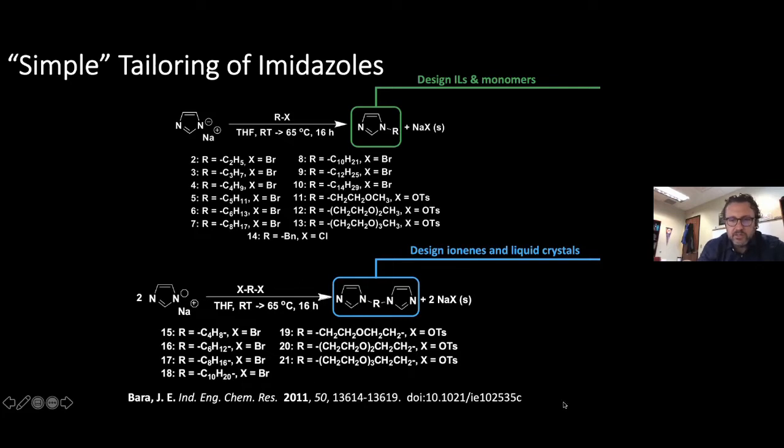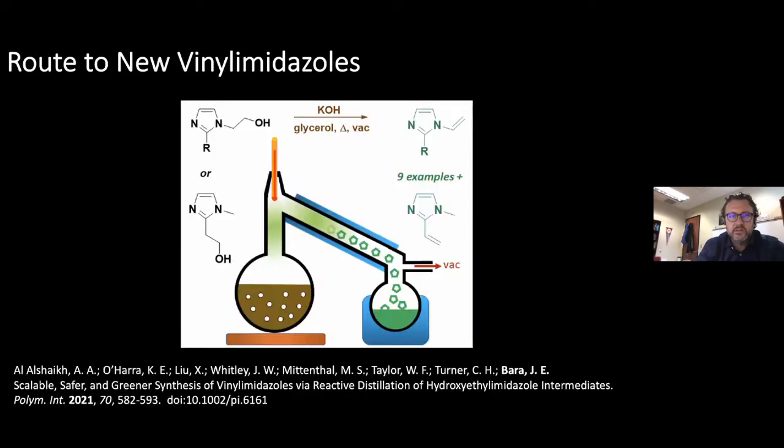So again, this paper is 10 years old, but it's interesting methods that are all very low cost, and we can make these kinds of tailored imidazoles, which can lead to tailored ionic liquids and polymers quite easily. Also, more recently, we came up with a new approach to making vinyl imidazoles. Obviously, we cannot add vinyl chloride to imidazole like we did on the previous slide. That would be quite difficult and dangerous.